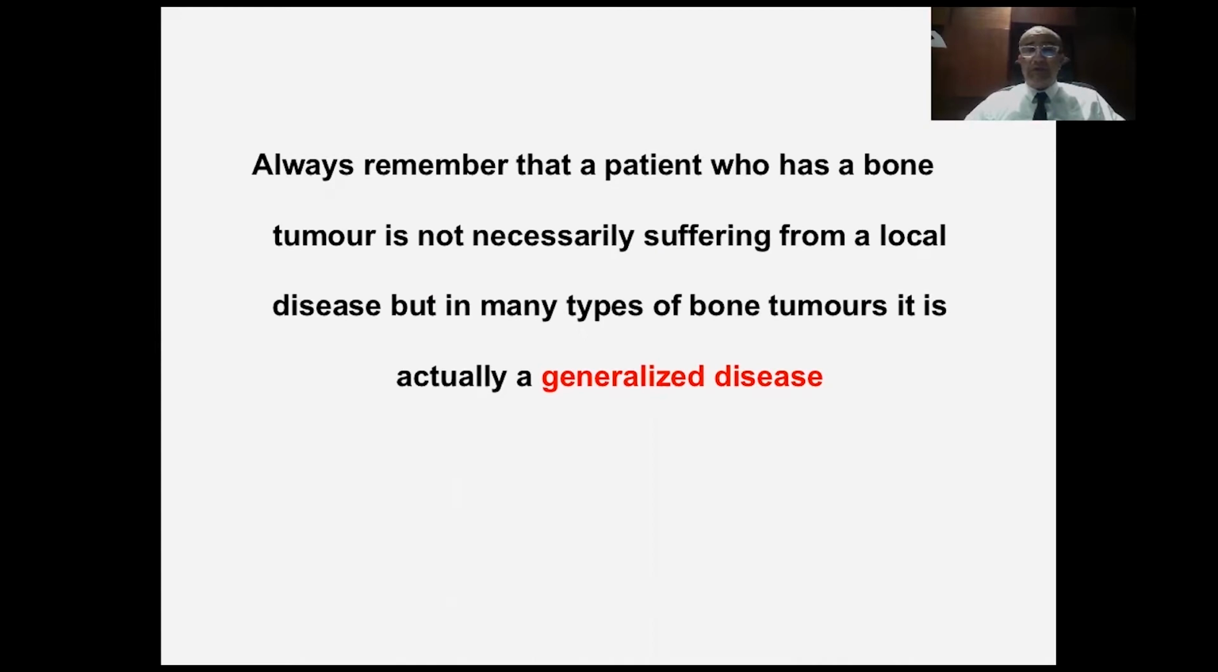First of all, we have to remember that a patient with a bone tumor is not necessarily suffering from a local disease, but in many types of bone tumors, it is actually a generalized disease. So he has a tumor in the bone, but also micrometastasis in blood. If we think of him as a localized disease and just treat his bone tumor, eventually he'll develop metastasis and die. So we have to treat him both locally and systemically.